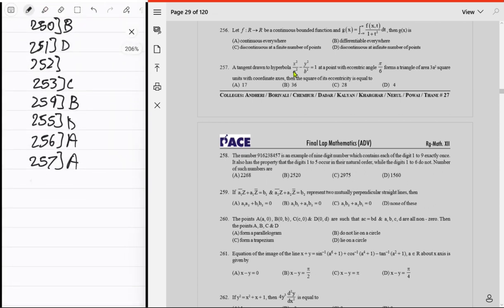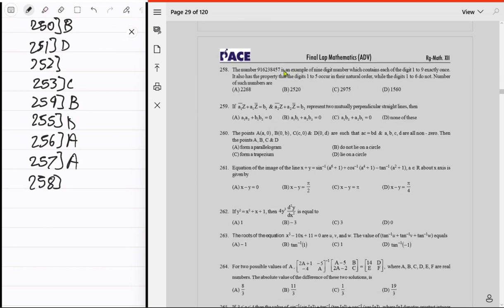Do 258. This number is an example of a 9-digit number which contains each of the digits 1 to 9 exactly once. It also has a property that the digits 1 to 5 occur in the natural order, while the digits 1 to 6 do not. The number of such numbers is a certain number. We need 1 to 9 exactly once, with the property that 1 to 5 occur in natural order, so like 1 2 3 4 5 we need this way, and just insert the rest. While the digits 1 to 6 do not.